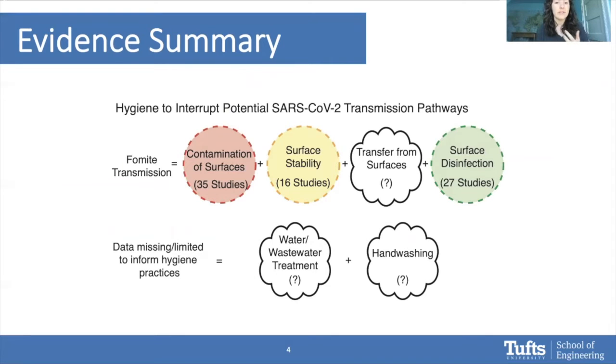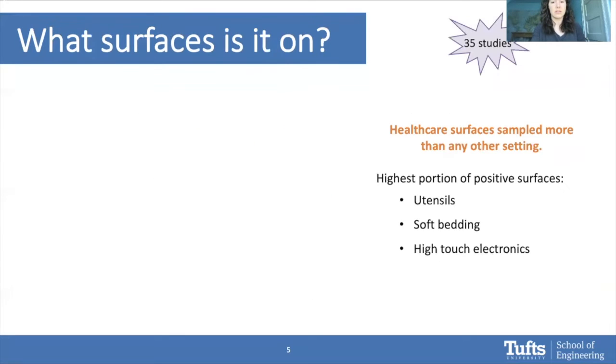We had 35 studies looking at the contamination of surfaces, 16 that looked at the stability of viruses on the surfaces. We're missing data about how SARS-CoV-2 could transmit from surfaces. And then we had 27 studies looking at surface disinfection. Another gap that we noted was missing or limited data related to water and wastewater treatment or hand washing.